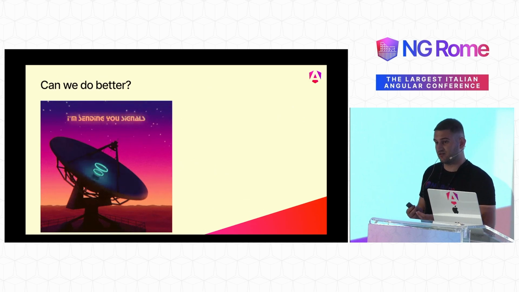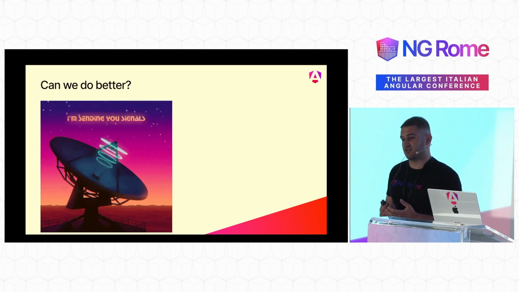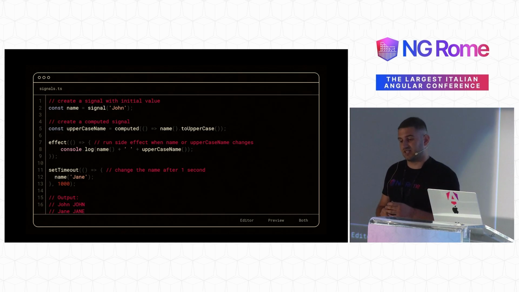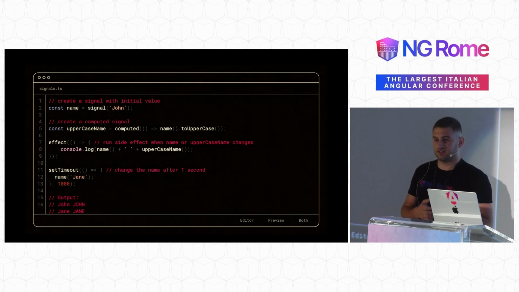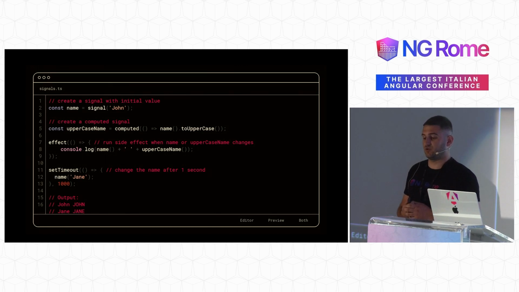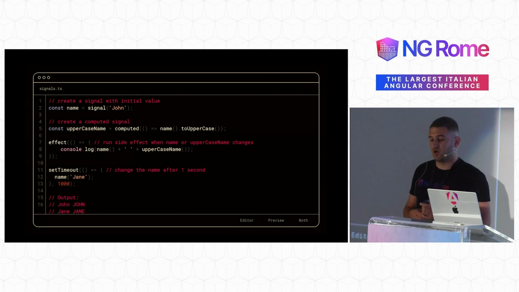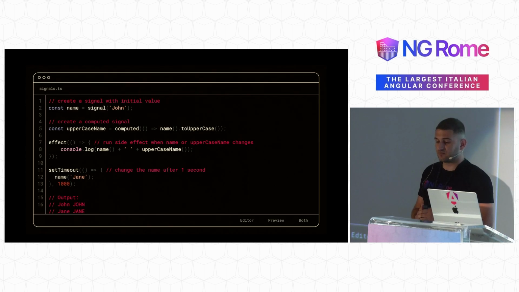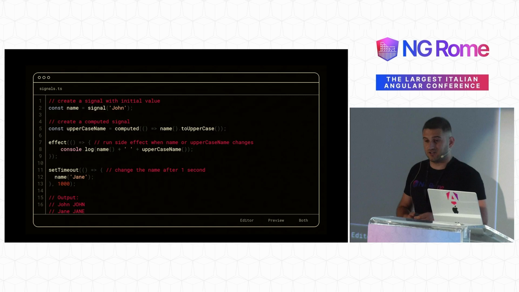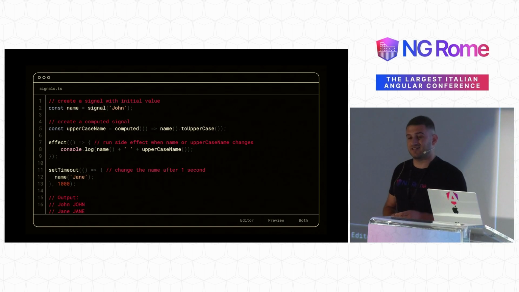But can we do better? Of course we can, and that's what signals are for. Here's just a short intro on signals. We can create signals using the signal function call. We can create a computed, which will rerun some computation only when the signal inside of it changes. We have an effect, which will run every time the signals that are read inside of it change. And of course, we have that setTimeout that just changes the name. I have forgotten to put name.set there, but you get the idea.